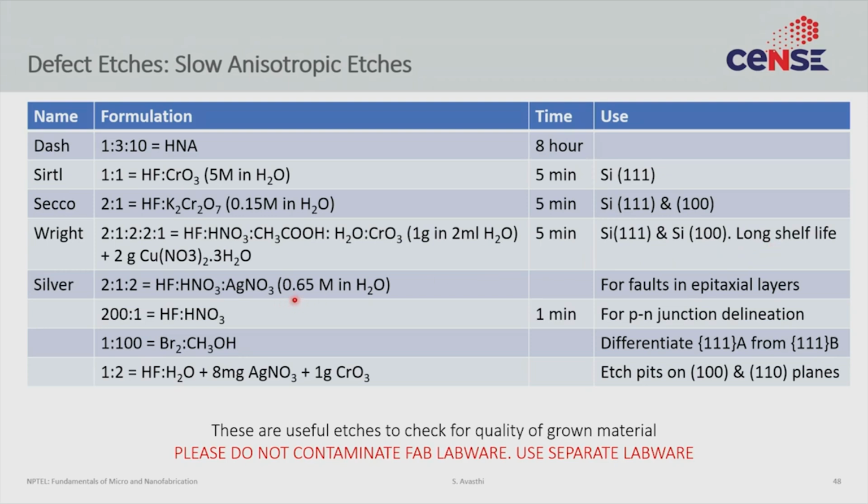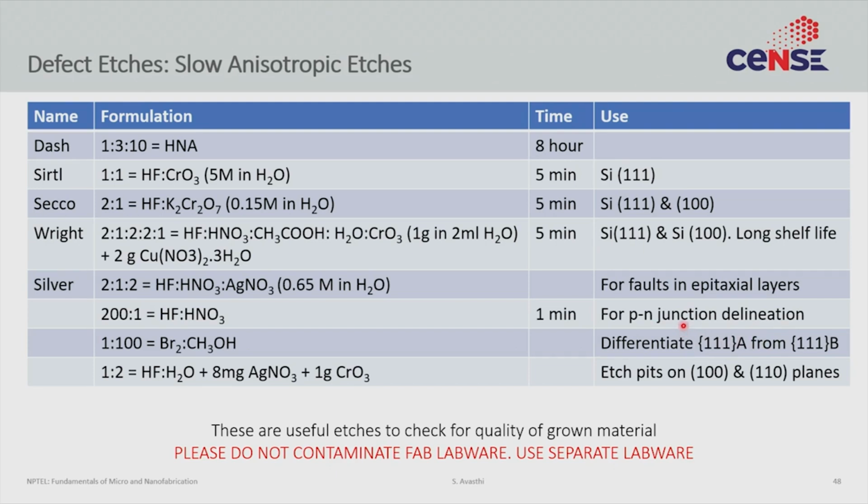There are also some silver nitrate based systems which are called silver etches. There are some bromine based systems. Some of these bromine based systems, for example, can distinguish between gallium arsenide A and B phases, which is very important. As we discussed, the etching rates are very different for these two facets. You can, for example, use the HF-HNO3 etch to delineate a PN junction. So you have a P-type material, N-type material. If you want to see where the line is, you can actually use this etch to find that.